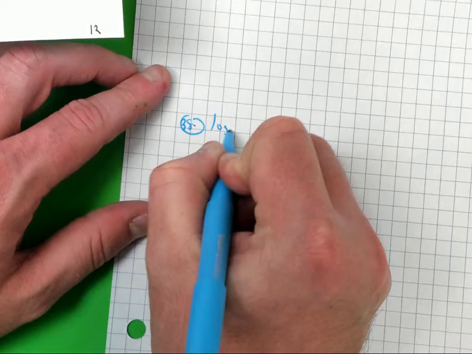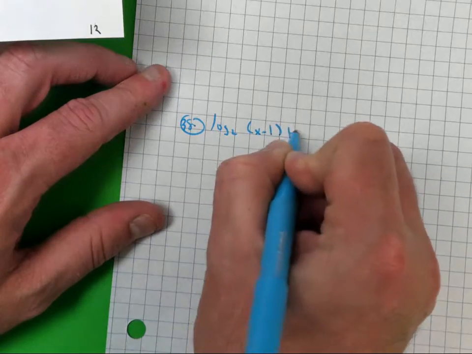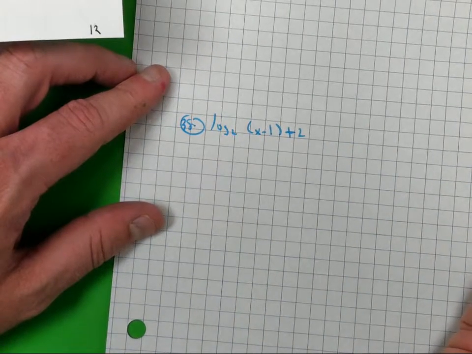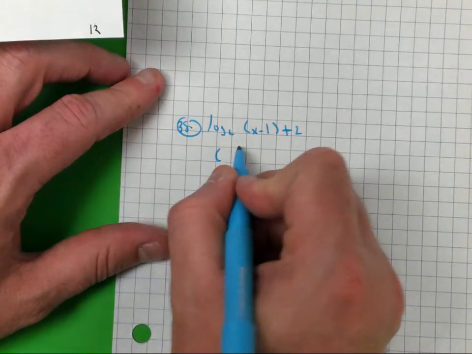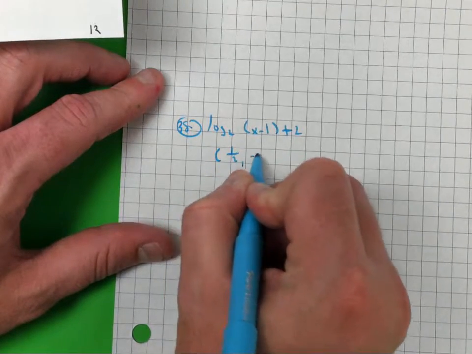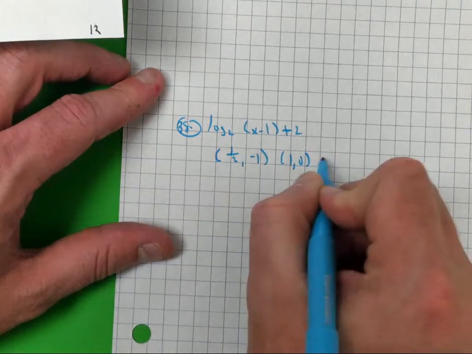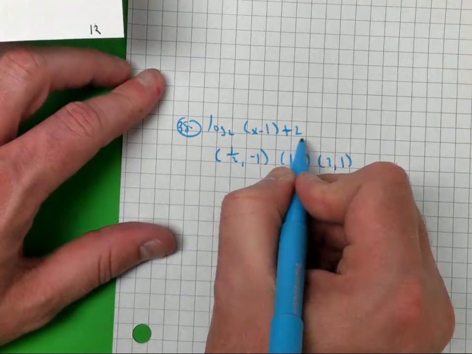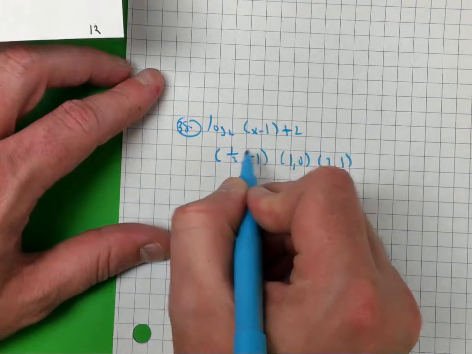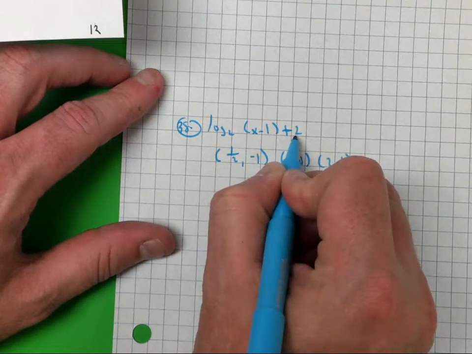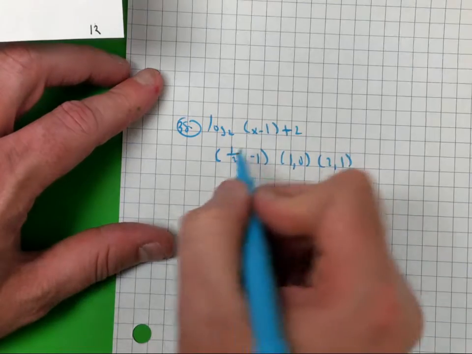We have log base 2 of x minus 1 plus 2. I'm focusing just on log base 2 right now, so that would be 1 over b, which is 1 over 2, negative 1, 1, 0, and 2, 1. We have 2 transformations going on here. That's moving it right 1, which is going to add a positive 1 to my x values, and up 2, to add 2 to my y values.